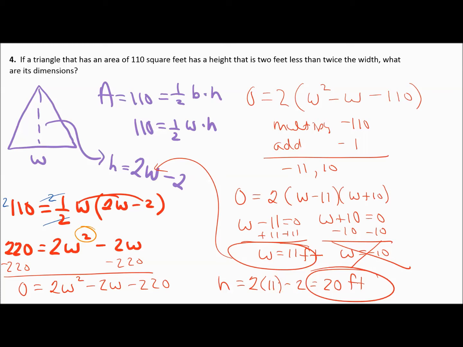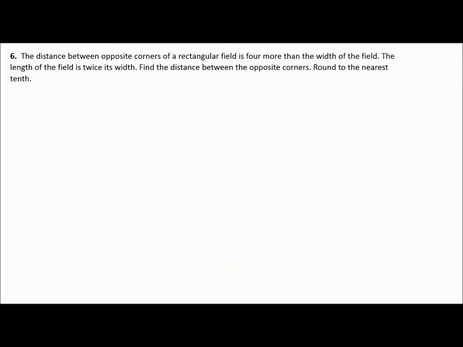Our sixth problem: the distance between opposite corners of a rectangular field is 4 more than the width of the field. The length of the field is twice its width. Find the distance between the opposite corners, rounded to the nearest tenth.